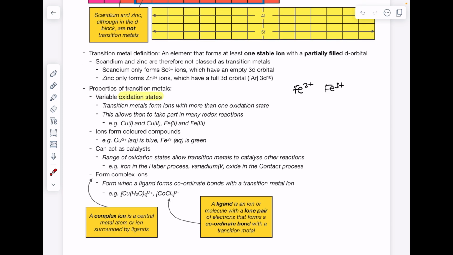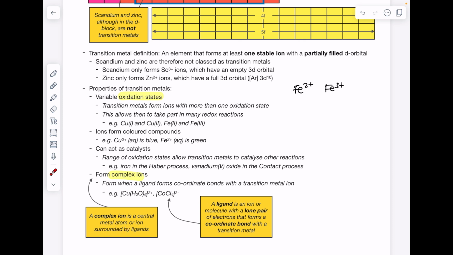Another property of transition metals is they form complex ions. They form when a ligand forms coordinate bonds with a transition metal ion. So we've introduced some new terms here. First of all, a complex ion is a central metal atom or ion which is surrounded by ligands.